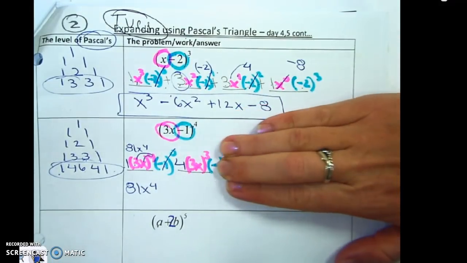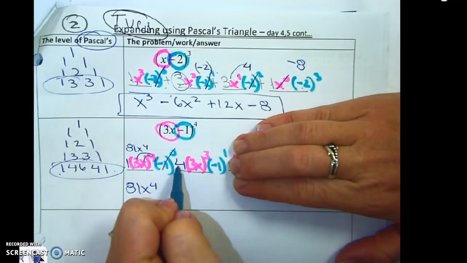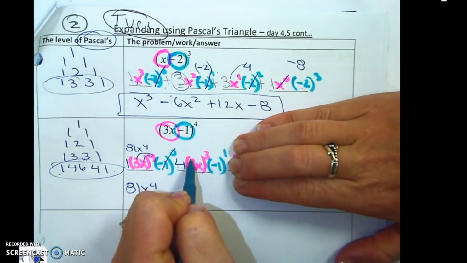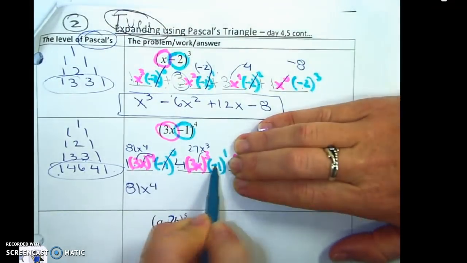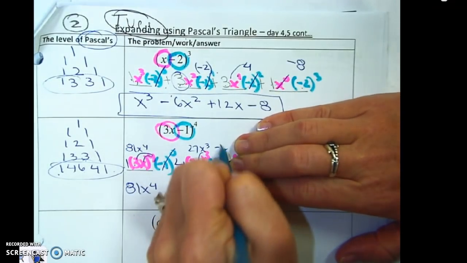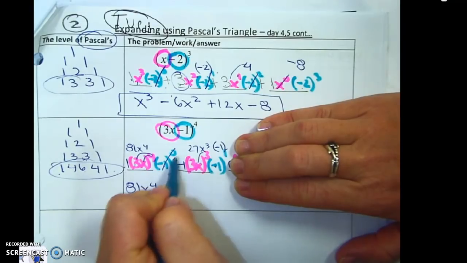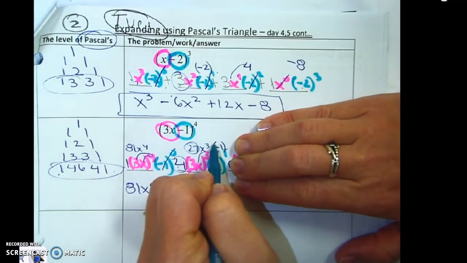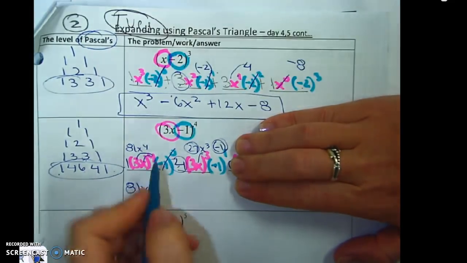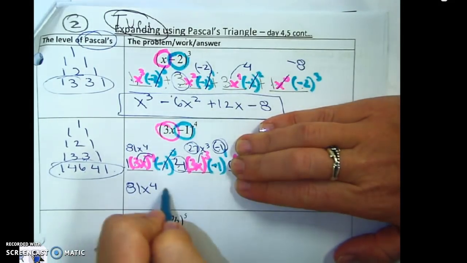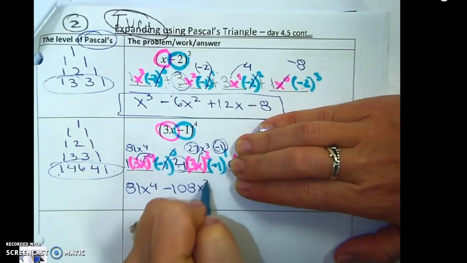I go to the next group. It's all that. 4 stays. 3 cubed means 3 times 3 times 3, which is 27. Distribute that, x cubed. Negative 1 to the first power is negative 1. So I'm going to be multiplying 4 times 27 times negative 1. So 4 times 27, 54, 108. But then there's a negative, so negative 108 x cubed.